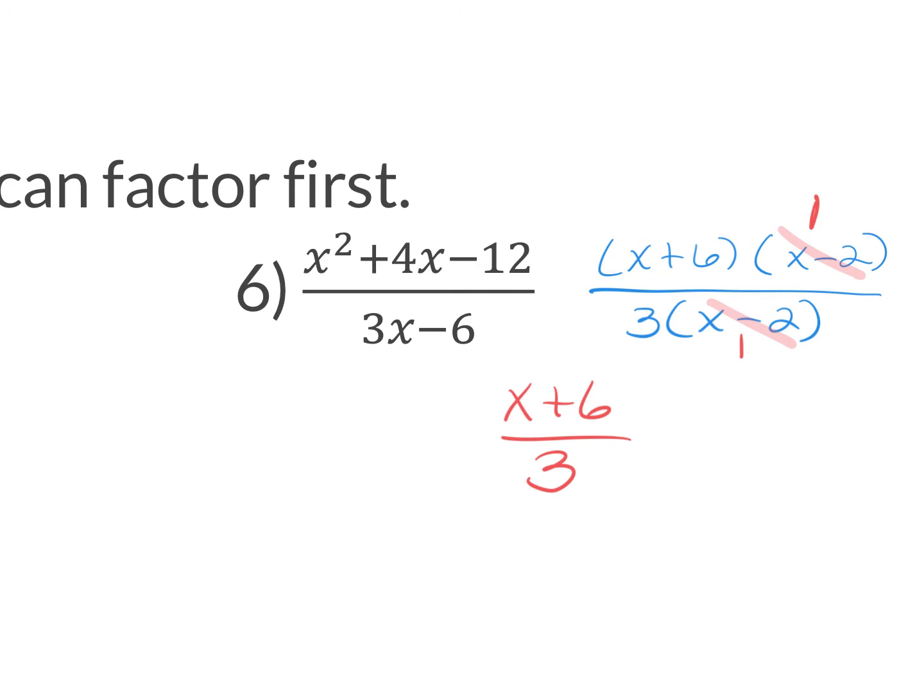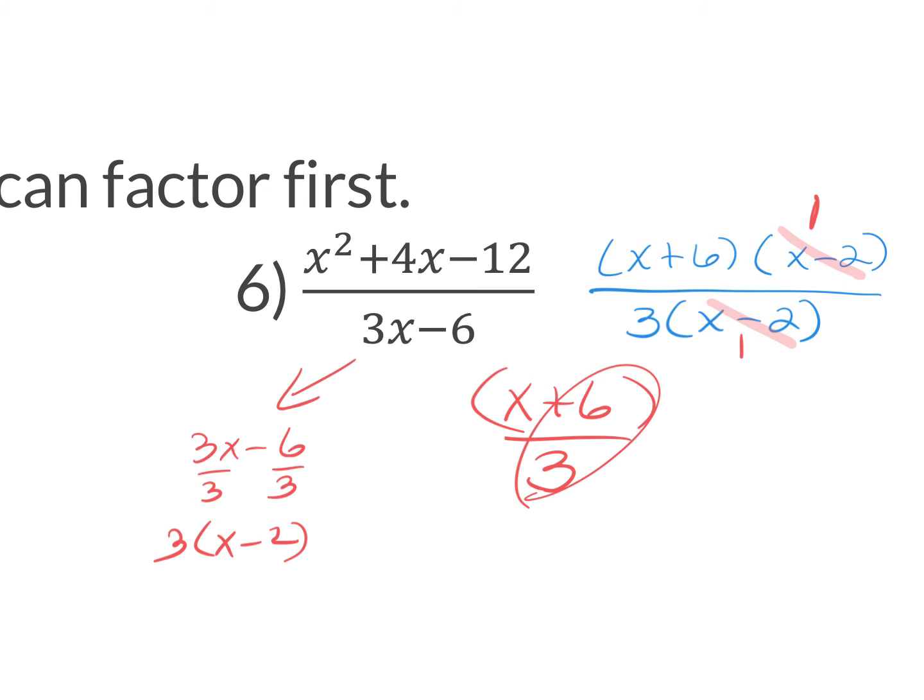Do not try to simplify the 6 and the 3. If you do, you just got it wrong. This is grouped together. So I took this and I divided 3x minus 6 by 3 and 3. And then you get 3 times x minus 2. Do not try to simplify this. You will get it wrong. You are looking for an identical match in the denominator, and it would have needed to be an x plus 6. Okay, so again, the final answer is just x plus 6 over 3.